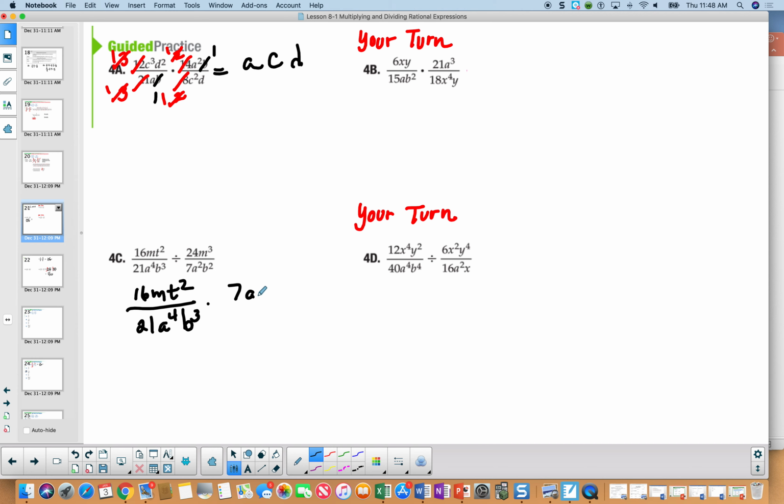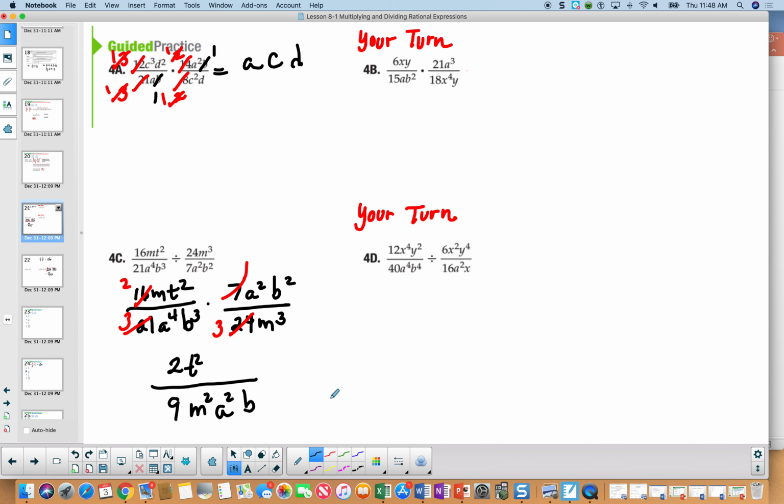All right, here I'm going to change it to multiplying by the reciprocal. So this is going to be 7a squared b squared all over 24 m to the 3rd. Okay, 7 goes in here 1 time, 7 goes in here 3, 8 goes in here 2 times, 8 goes in here 3 times. And now I'm ready to start writing my answer. I'm going to have a 2 in the numerator and a 9 in the denominator. As far as my m's are concerned, I have more m's in the denominator. As far as my t's are concerned, I only have t squared. My a's, I have more a's in the denominator, that's a squared. And my b's, I have more b's in the denominator, that's going to be a b down here. And so there's my answer.